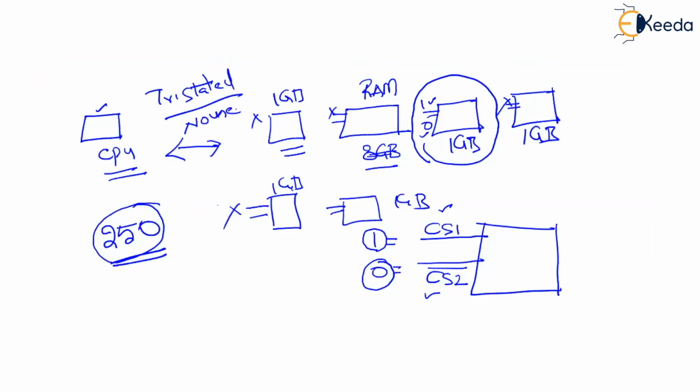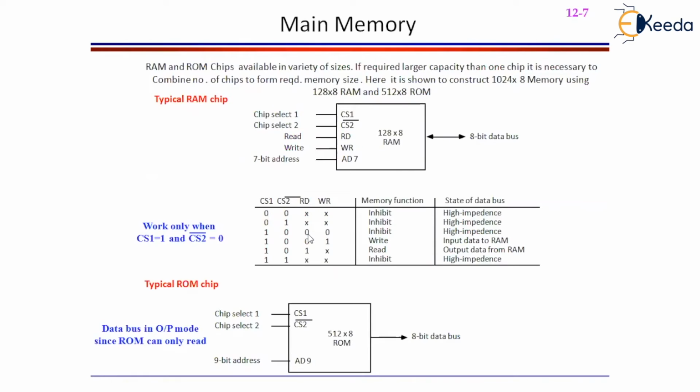Okay, this is all about CS1 and CS2, chip select 1 and chip select 2. Now, everything will have CS1 and CS2. CS2 is barred, you can clearly see, which means that CS1 should be equal to 1, CS2 must be equal to 0 in order to select a chip. Here in the ROM also, CS1 must be equal to 1, CS2 must be equal to 0. So this is how RAM and ROM chips are going to get constructed.